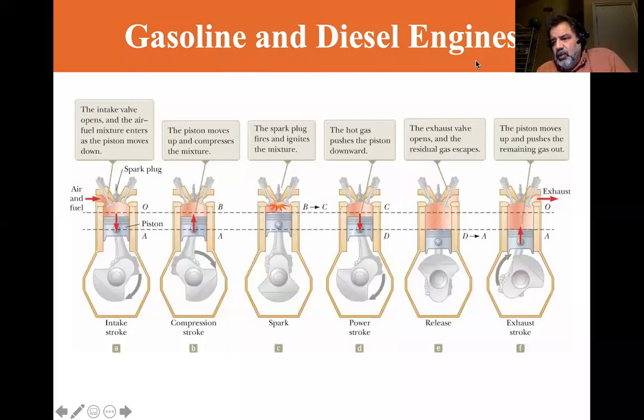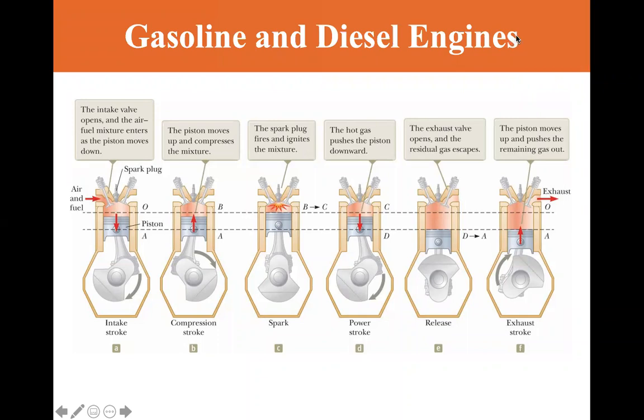All right, we're at section 21.5, gasoline and diesel engines. Let's look at this graph here, and let me remove my image so as not to interfere. This is a four-stroke engine. There's four strokes and two events, and you'll see the strokes. There's an intake stroke, a compression stroke, a power stroke, and an exhaust stroke. And there's two events: the spark event and the release event.